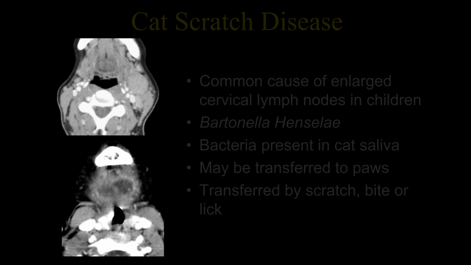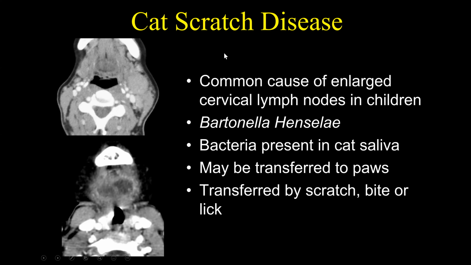But on the other hand, if you had a child that presents with a cat, then this is a classical example of cat scratch disease. Now, cat scratch disease is a common cause of enlarged cervical lymph nodes in children. It's due to this organism called Bartonella henselae, and the bacteria is also present in the cat saliva.